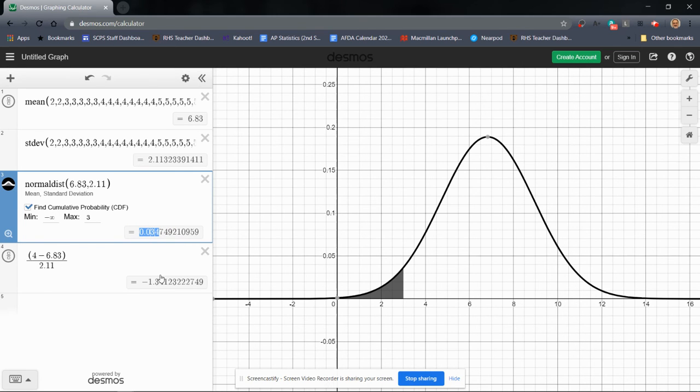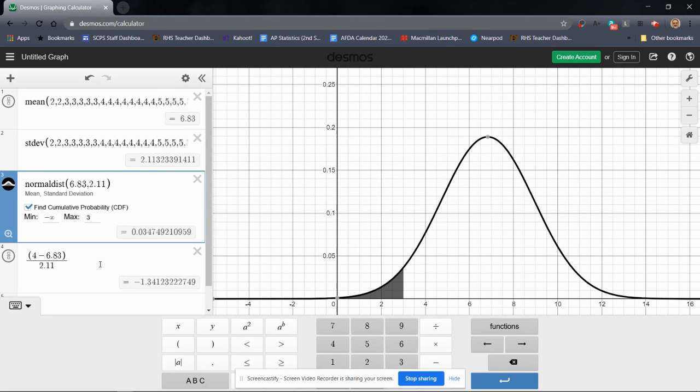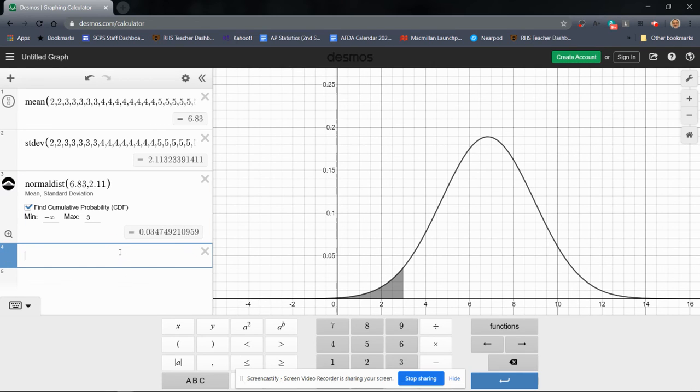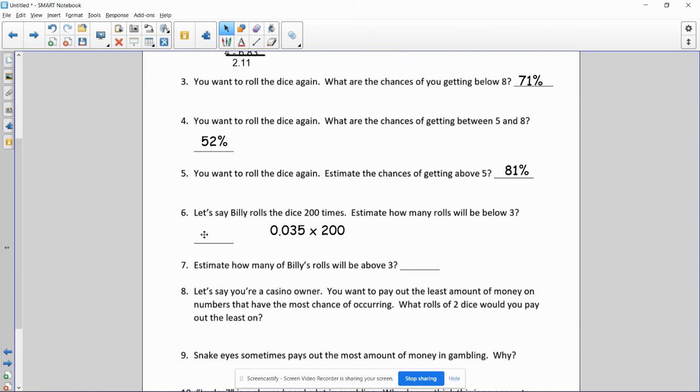I'm going to leave it as 0.034, 0.035. Okay, so I'm going to take my 0.035 and multiply that by 200 times. And that's going to give me how many of those times, roughly, will be below 3. So let's just clear that out. 0.035 times 200 rolls, about 7 rolls. Again, that's an estimate, but it's a good estimate based on our data. 7 times we're going to get below 3.